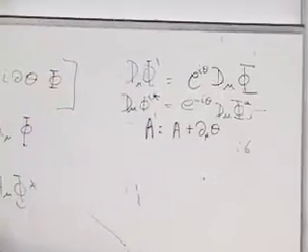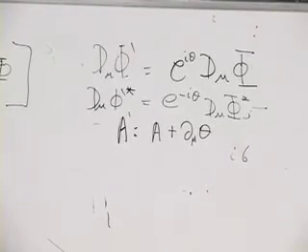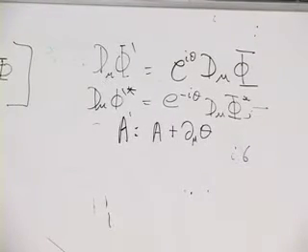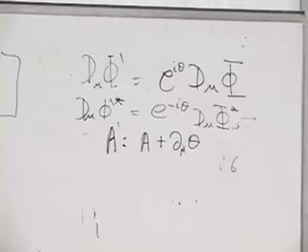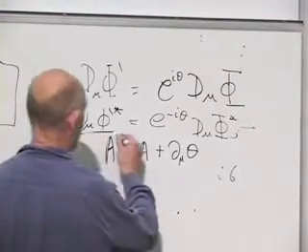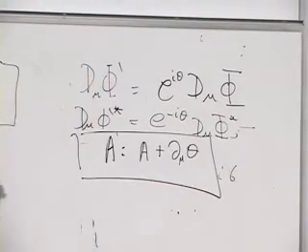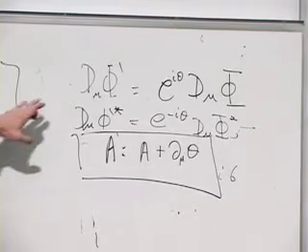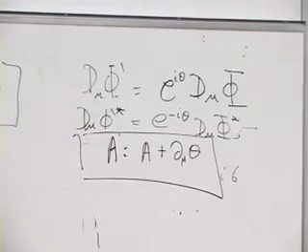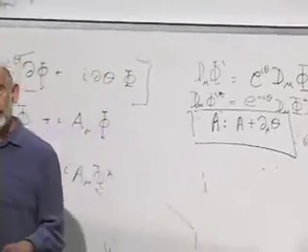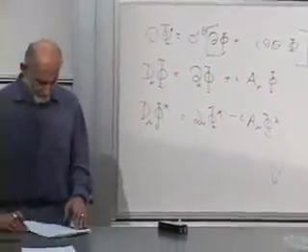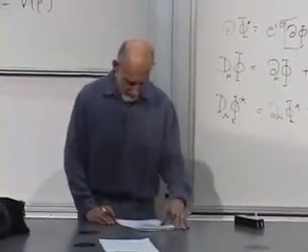What is the cost? The cost is you had to introduce a new field which transformed in this way over here. But once you allow yourself that freedom to introduce a new field, the vector potential, then this Lagrangian over here becomes invariant under gauge transformations. Later on, we'll write it out in some more detail.